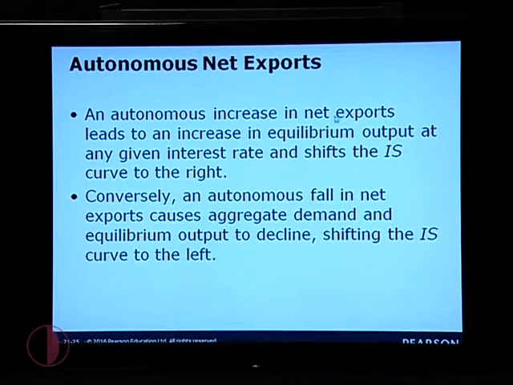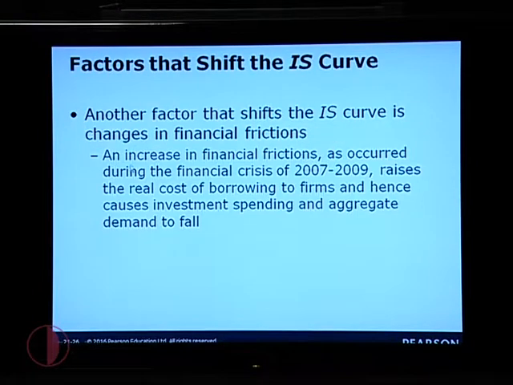Autonomous net exports: an increase in net exports leads to an increase in equilibrium output at any given interest rate and shifts the IS curve to the right. So also when there is a fall or decrease in autonomous net exports, the IS curve will shift to the left.